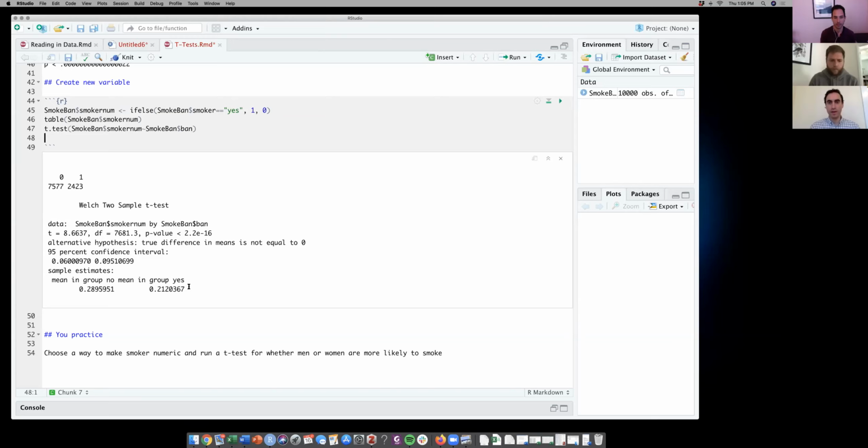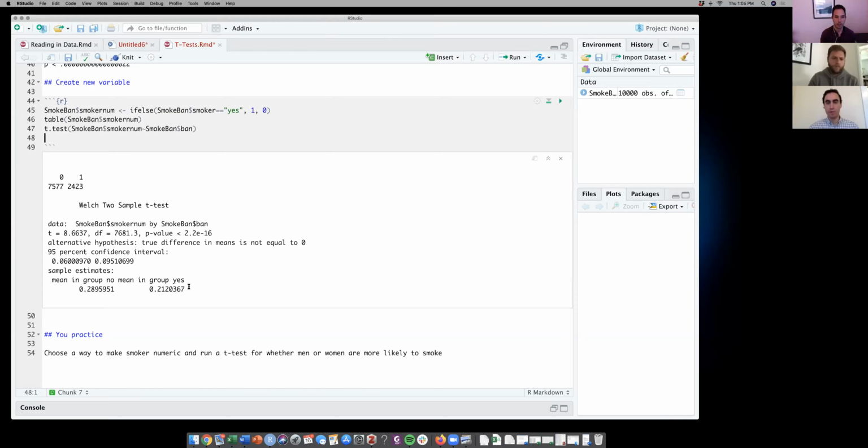Are we going to talk about what happens if you have multiple levels rather than just 2? So that's one really important part of t-tests. T-tests can only be conducted if your independent variable has 2 levels. So workplace ban, yes, no. I mean your independent variable. So the workplace ban is the independent variable here. Right. Whether someone is a smoker is the dependent variable. Right. So you needed to turn the dependent variable into 1s and 0s to run the t-test.